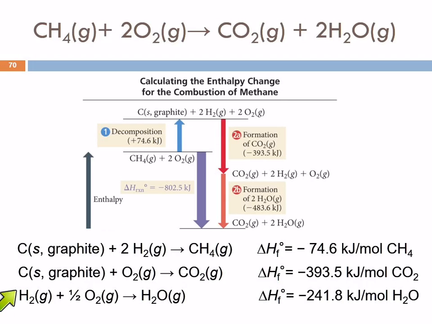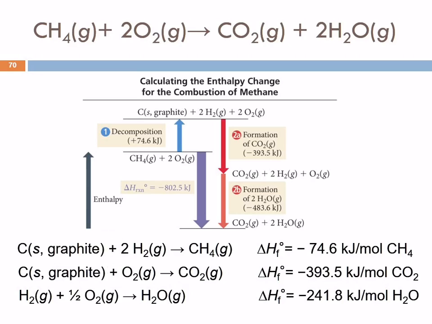We can also look at it in terms of individual equations. So here, graphite plus hydrogen to form methane. This is the heat of formation of methane. You look that up in a table. And graphite plus oxygen to form carbon dioxide. There's the heat of formation of the carbon dioxide. And the heat of formation of water is hydrogen plus 1/2 oxygen. Here's the heat of formation of the water.